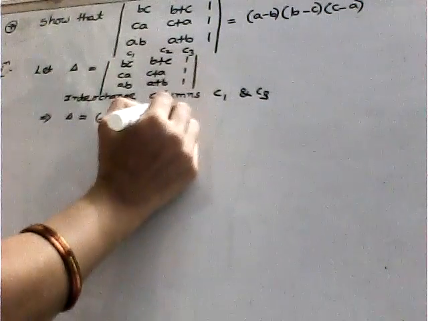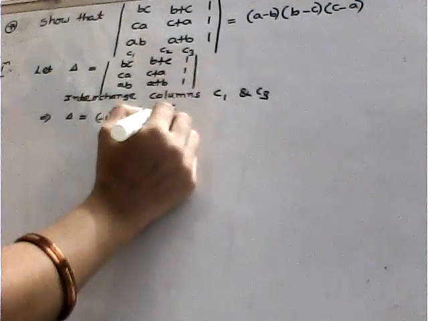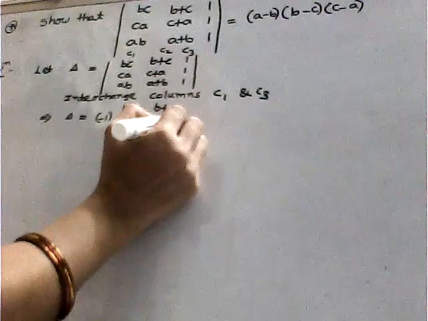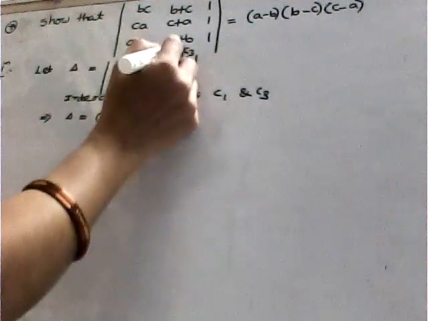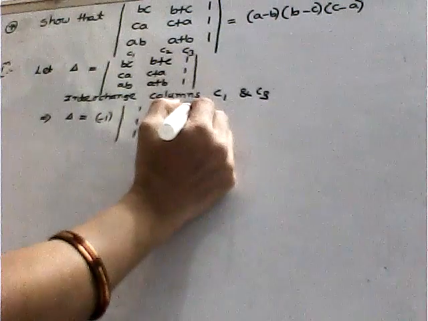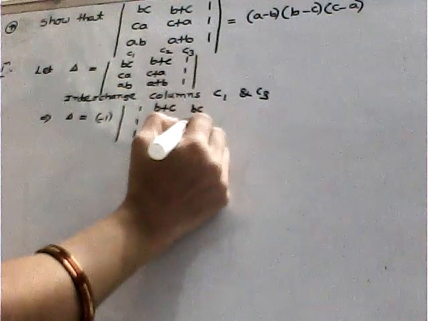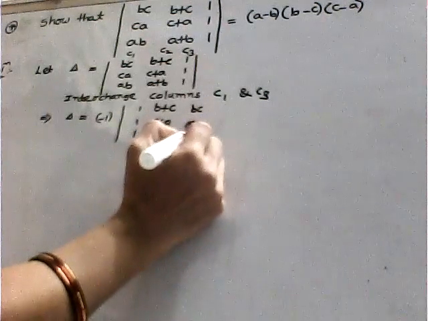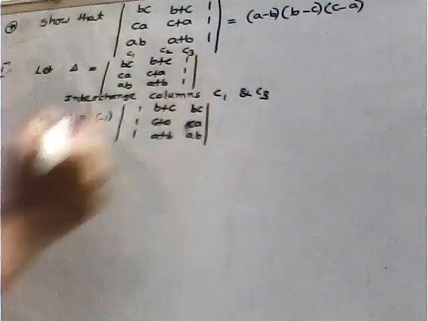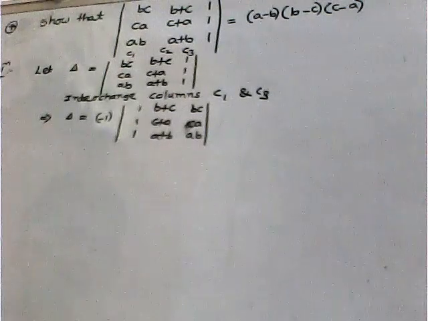The C2 column is taken as it is: B plus C, C plus A, A plus B. Next, the old C1 column goes to C3: BC, CA, AB. You get it like this.